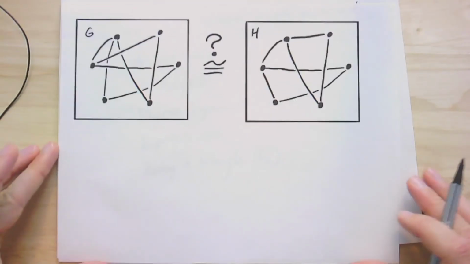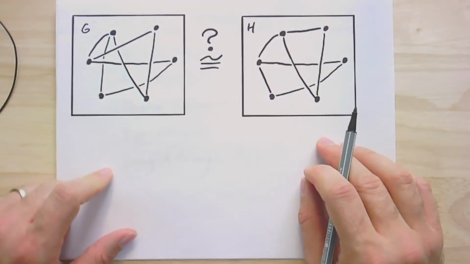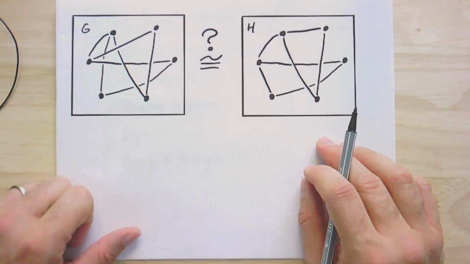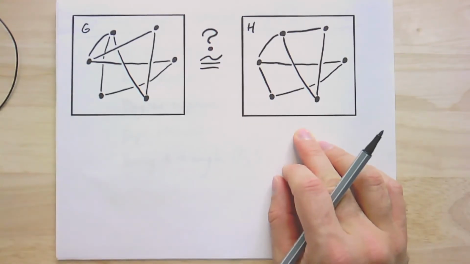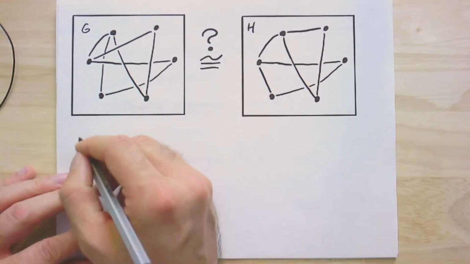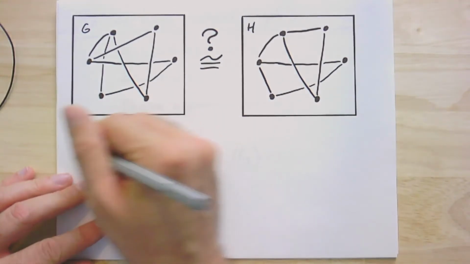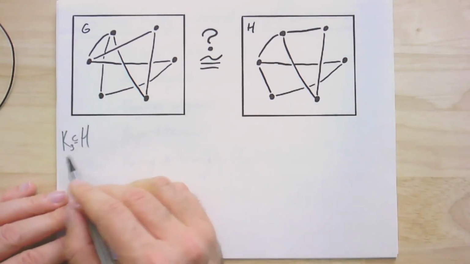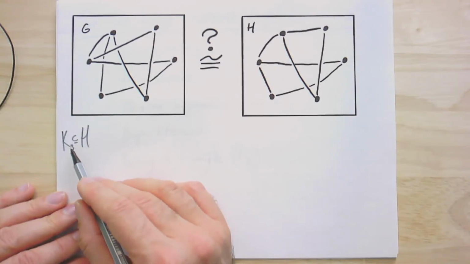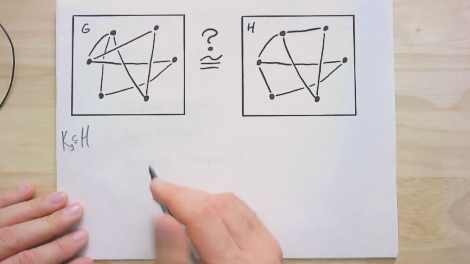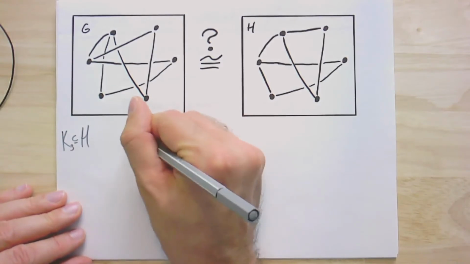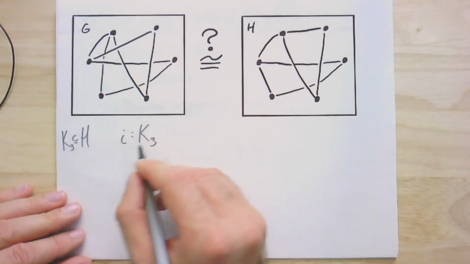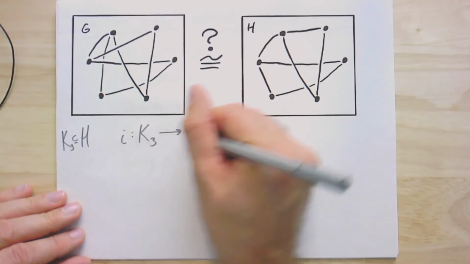All right, here's G and H again. In this case, we want to show that if one of them has no triangles, then the other has no triangles. Or equivalently, if one of them has a triangle, then the other one also has to have a triangle. That's the easier one to do, right? So H has a K3 subgraph, so K3 is a subgraph of H. Of course, here we really just mean that there's a subgraph of H which is isomorphic to K3. A nicer way to write that is that there's some homomorphism from K3 into H.